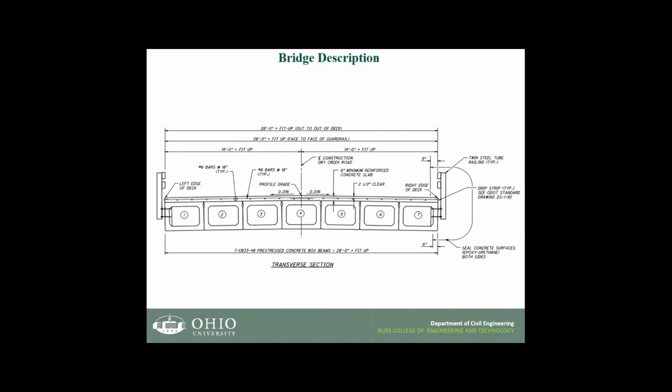The cross section of the bridge is shown in this figure. The beams are placed, like I said before, side by side, and there is a 6 inch reinforced concrete deck reinforced with number 6 reinforcement bars at 18 inches center to center.